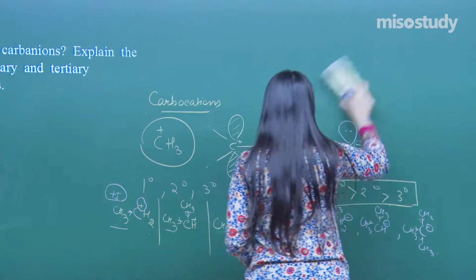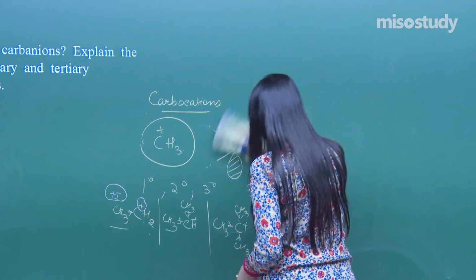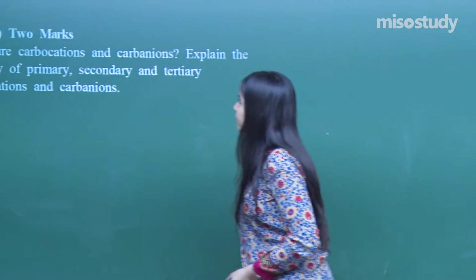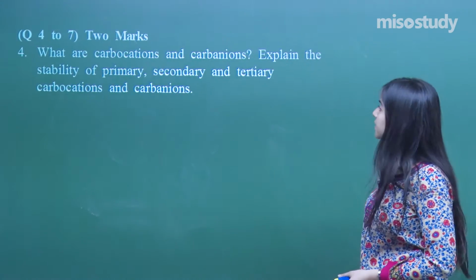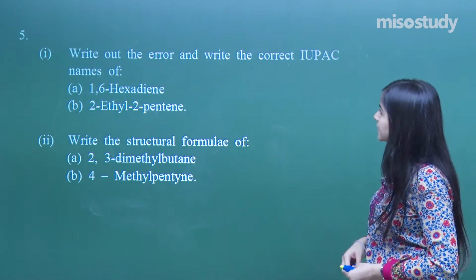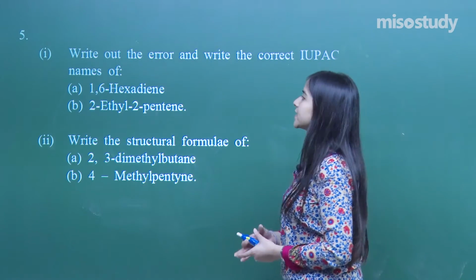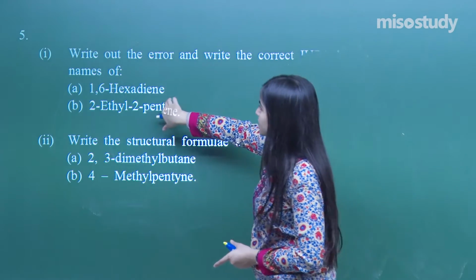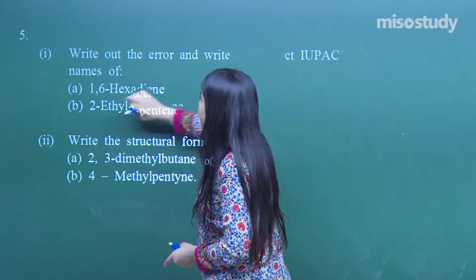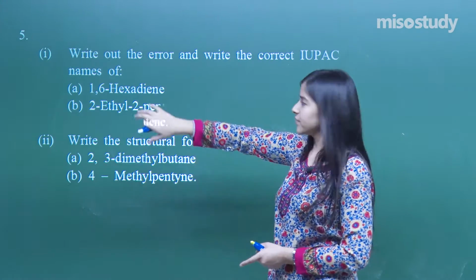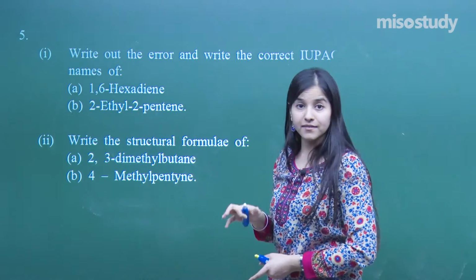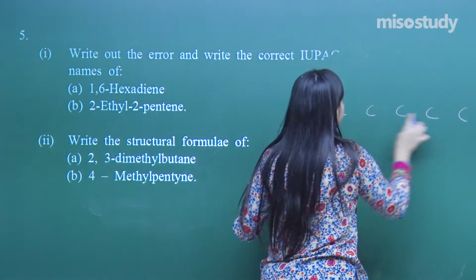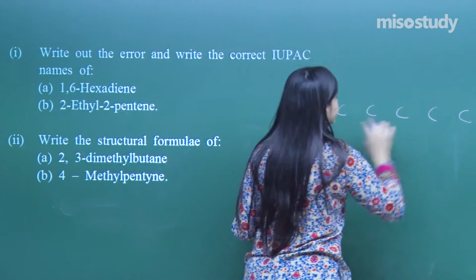I am rubbing this off. So you have to write the proper definitions of each and everything. Next one, write out the error and write the correct IUPAC names of it. So it's a very interesting question. What you have to do is just try to make a structural formula out of it. 1,6-hexadiene. See here, hexa means 6, 1, 2, 3, 4, 5, 6.